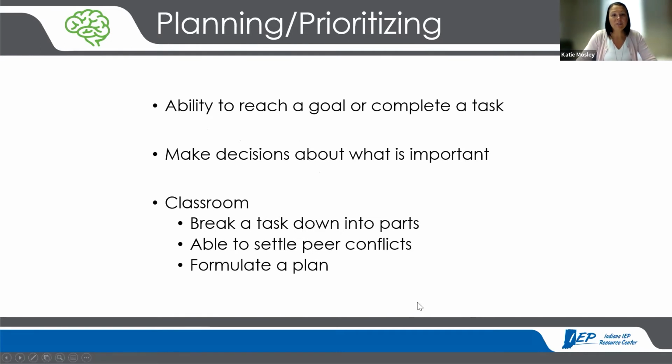So this is the ability to reach a goal or complete a task, to make decisions about what's important. So in the classroom, we might see this as breaking a task down into parts to help our students. Students who can plan and prioritize are able to settle peer conflicts, and they can formulate a plan. So planning and organizing is essential, and it's probably something that as educators, we are really good at, especially for a classroom teacher, because we have to always keep that end result in mind of where we want our students to go. And then we have to plan all of those steps in between to help get them there.